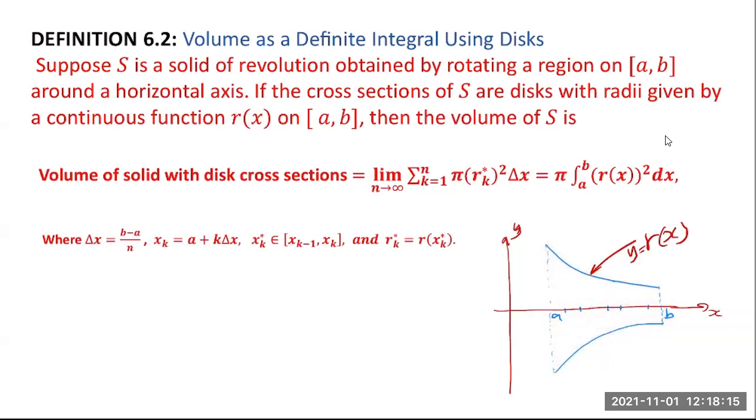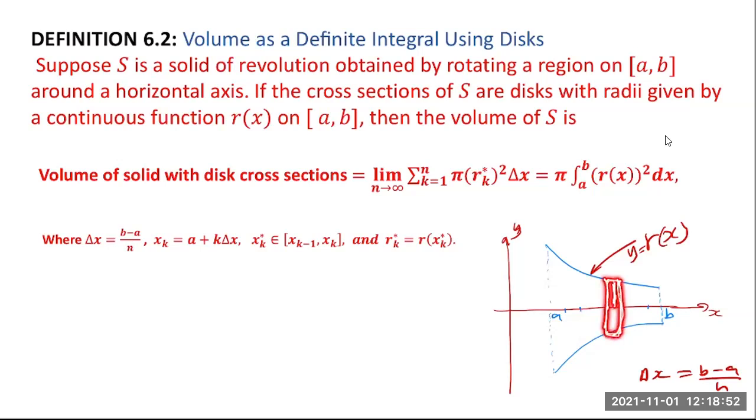Again, the idea is the same. I'm going to divide this interval into n subintervals. We can find our delta x this way: b minus a over n. Let's say this is your kth subinterval. On the kth subinterval, I'm going to take the midpoint of that subinterval and find this height. Now I can complete a disk with that height. Then I get a disk like this, a three-dimensional thing.